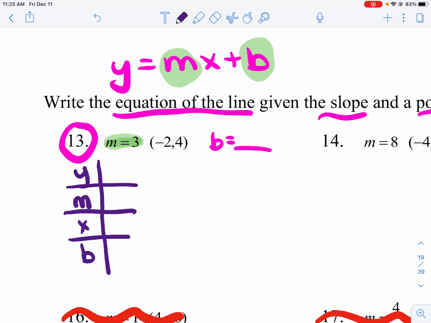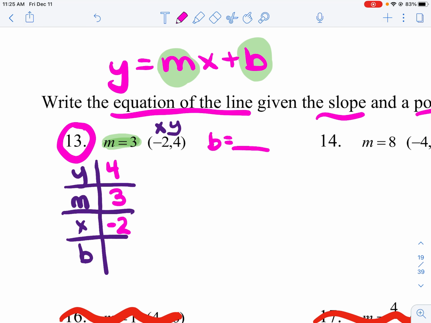Our y value and our x value are up here in the point. So I'm going to plug in 4 for y, 3 for my slope, and negative 2 for my x. Then we're going to leave this b here. That's what we don't know. So you could either put a circle or an x.